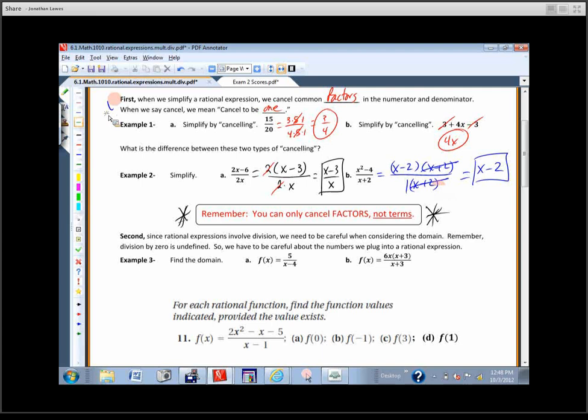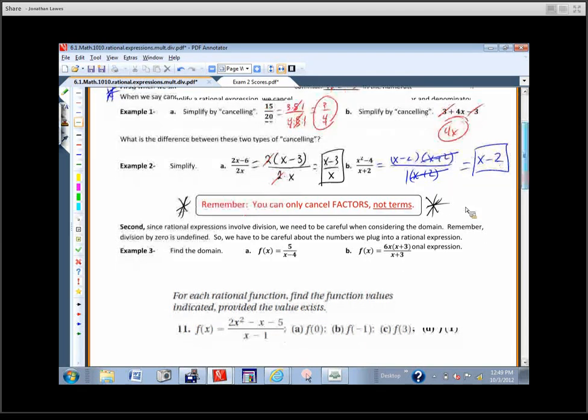That's the first thing you want to keep track of when you're dealing with rational expressions, is you can simplify them. You can do that through canceling. You cancel to be 1. You cancel common factors. You cannot cancel terms. Got that straight? Okay, let's take a look at the second thing.